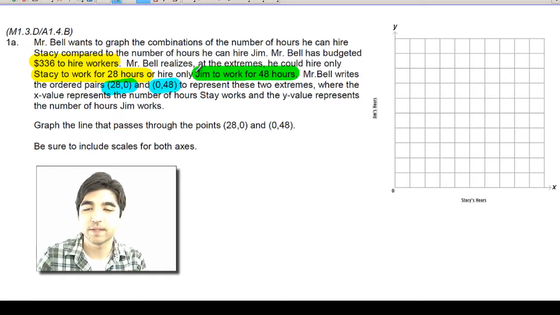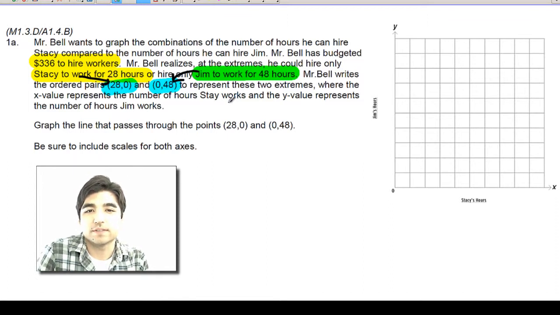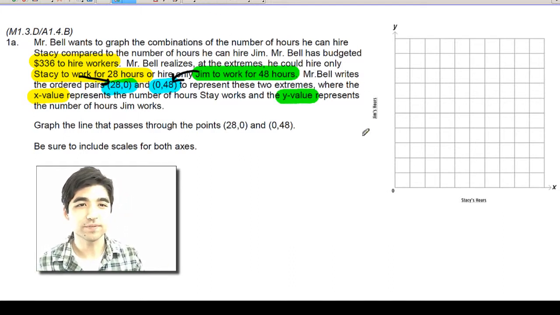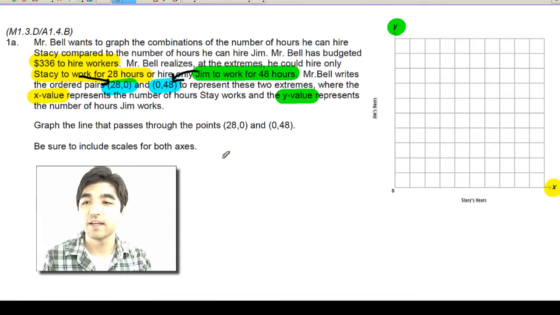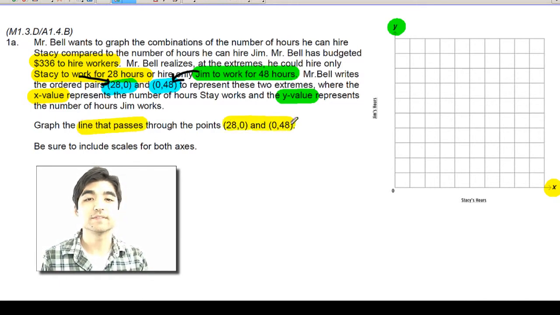So obviously Jim represents the 48 hours one, and Stacy represents the 28 hours one. The X value represents the hours that Stacy works, so I'm going to highlight that in yellow because it goes with Stacy. So Stacy's the X values, and the Y values represent Jim. And you know from graphing that the Y value is the vertical axis here, and the X value is this horizontal axis on the graph. It asks us to graph the line that passes through 28, 0 and 0, 48.